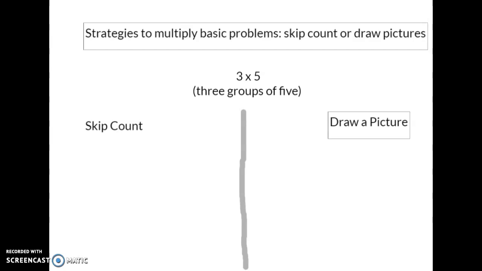Okay, so let's get started. First one I'm going to do is the skip counting to solve a multiplication problem. The first one is 3 times 5, so that means 3 groups of 5. So when I'm skip counting, I'm going to count by 5s 3 times. So let's go ahead and count.